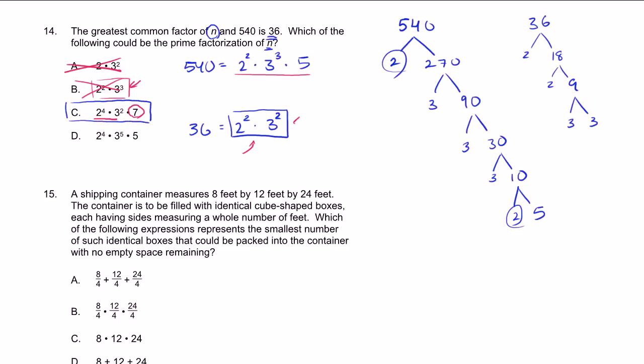Let's look at the last choice just to make sure we haven't missed something. 2 to the fourth times 3 to the fifth. This part right here is definitely a multiple of our greatest common factor.